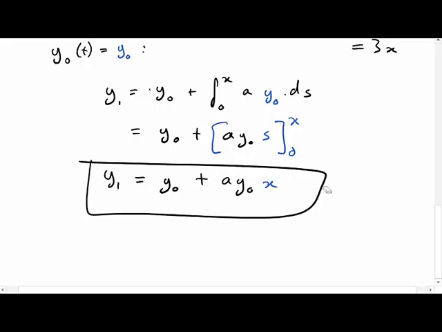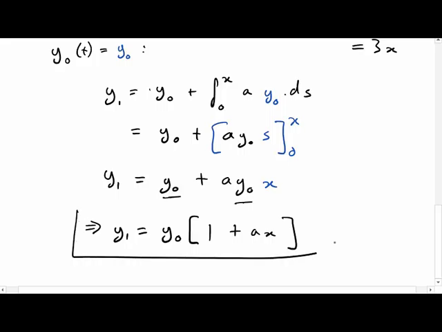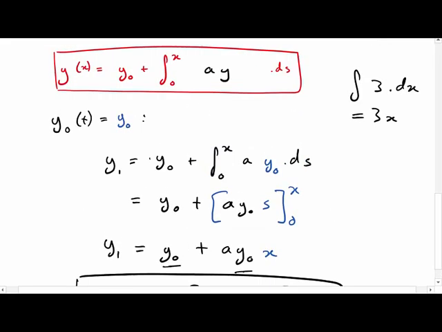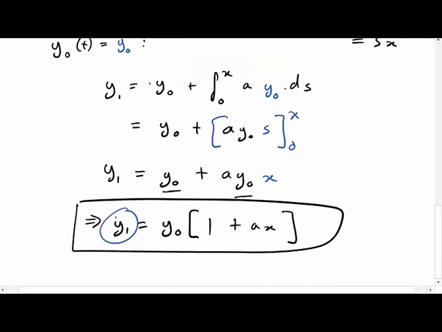Right, so I'm just going to tidy y1 up a little bit. So I'm just going to basically say that y1 is going to be equal to y0 lots of, I'm just going to factor out y0, 1 plus ax. So that is now my new input function into this thing. So I'm going to now replace this y in here with my now y1.